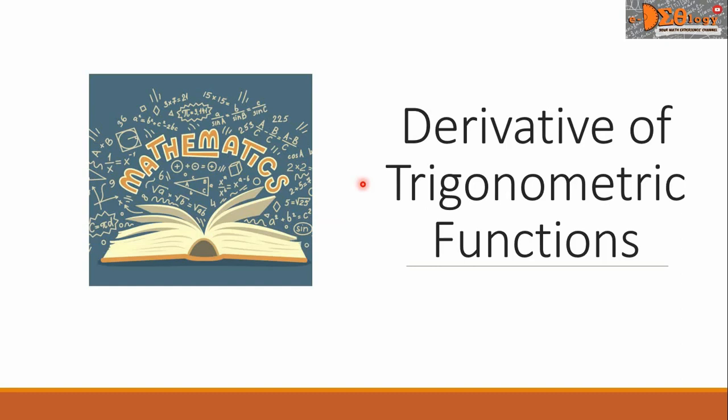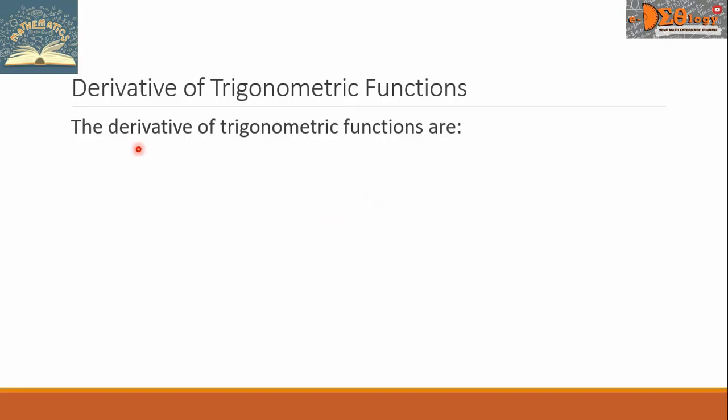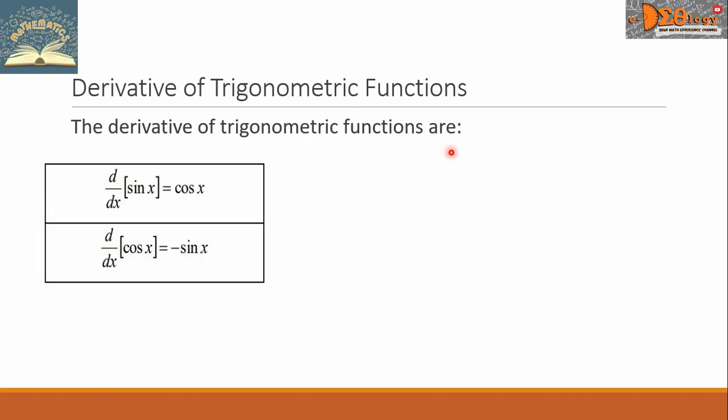Hi everyone. Today we're going to study derivatives of trigonometric functions. The derivatives of trigonometric functions are, we write the first two: d over dx of sine x is equal to cosine x. Second, d over dx of cosine x equals negative sine x.